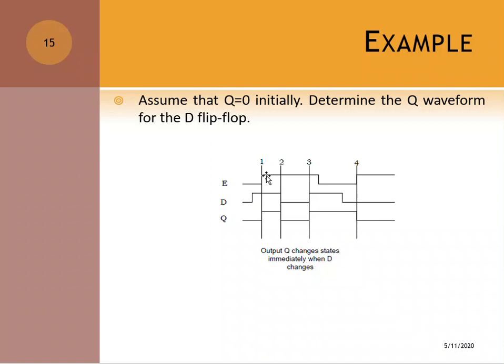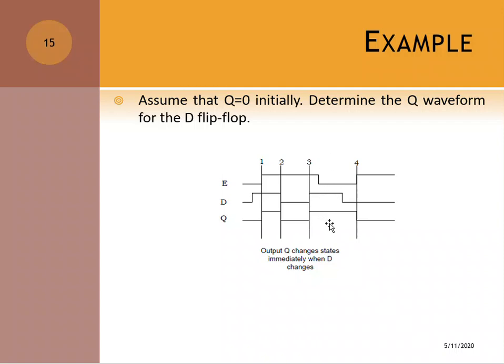Then clock 1 is activated. D is 1, E is also 1, so Q will follow D and becomes 1. Then clock 2 is activated, Q becomes 1 and maintains 1. D equals 0, then Q will follow D and change to 0. Next, clock 3 is activated, E is 1, D is 1, Q also follows to 1.